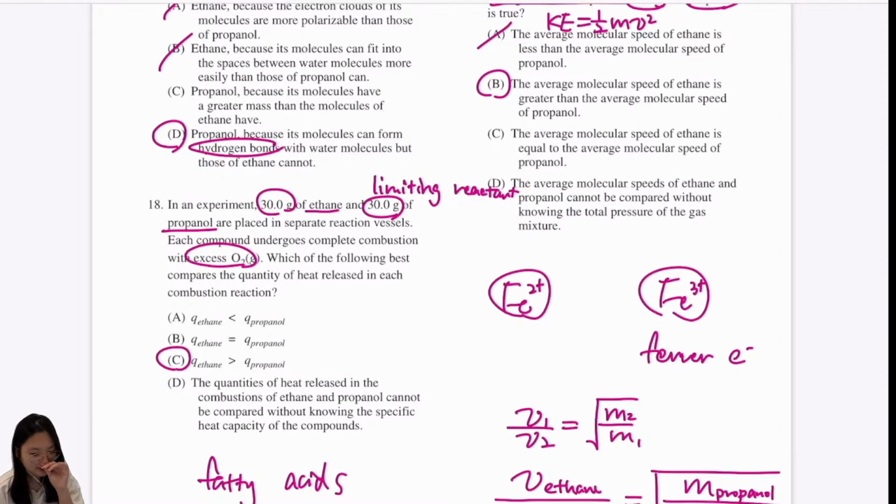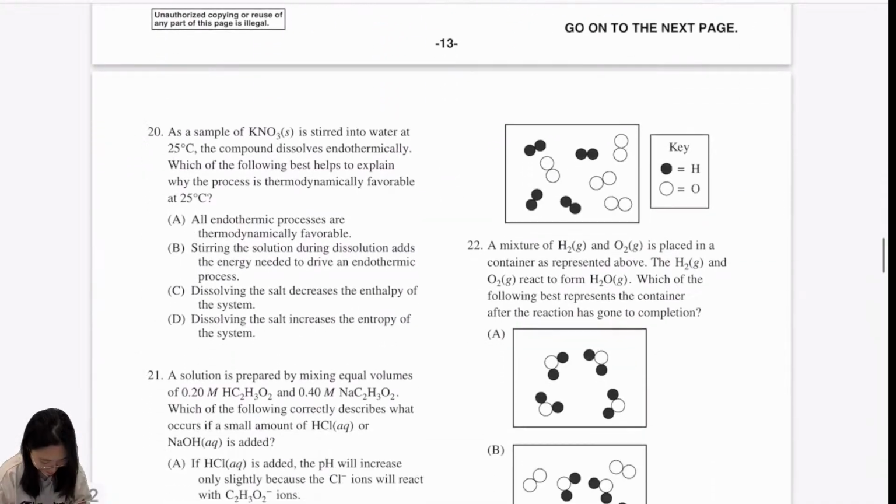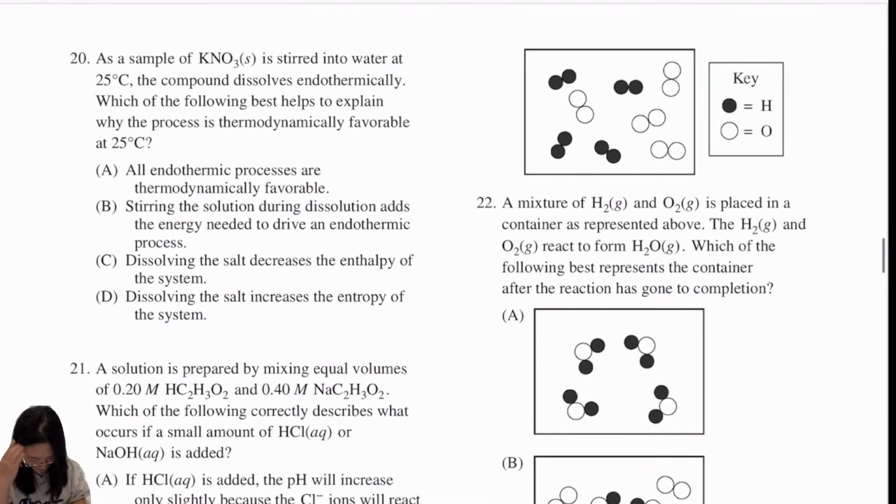Oh yeah, it's effusion rate, Graham's law of diffusion. I'm just really bad at names. I don't really get to memorize the names of all of those scientists.